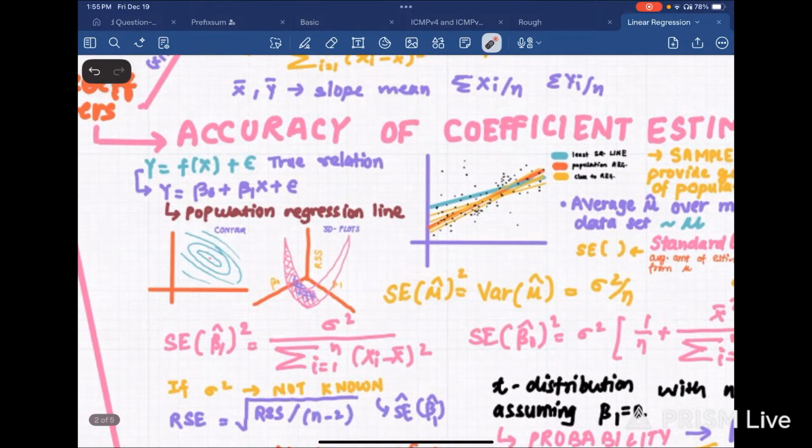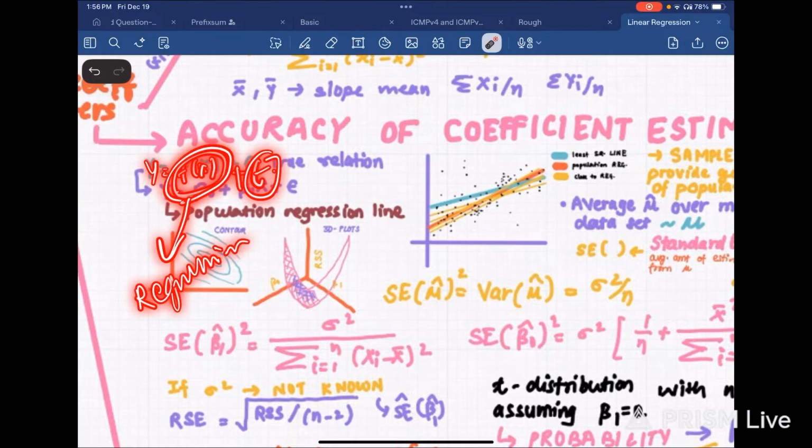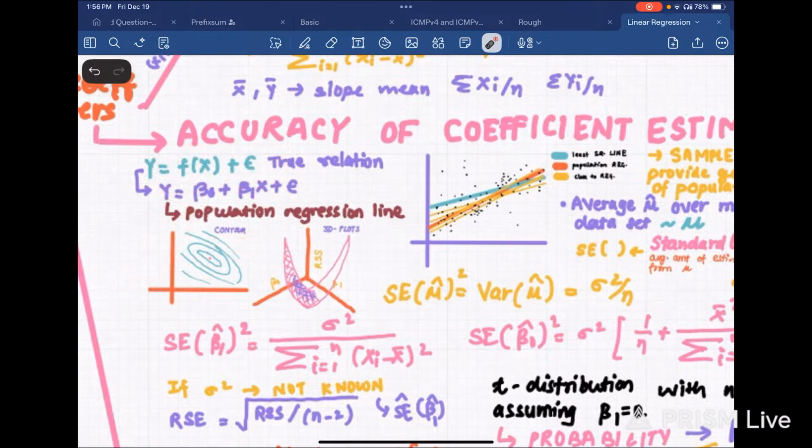So accuracy will depend on y equals f of x plus sigma, any kind of function we are writing in x. This f of x is actually the regression part, and some kind of noise we have. So there is a population regression line. It could be contoured like this, and it could be a 3D plot, like if you plot RSS against beta naught and beta 1, it will look like this. So it is actually in a 3D plot also.